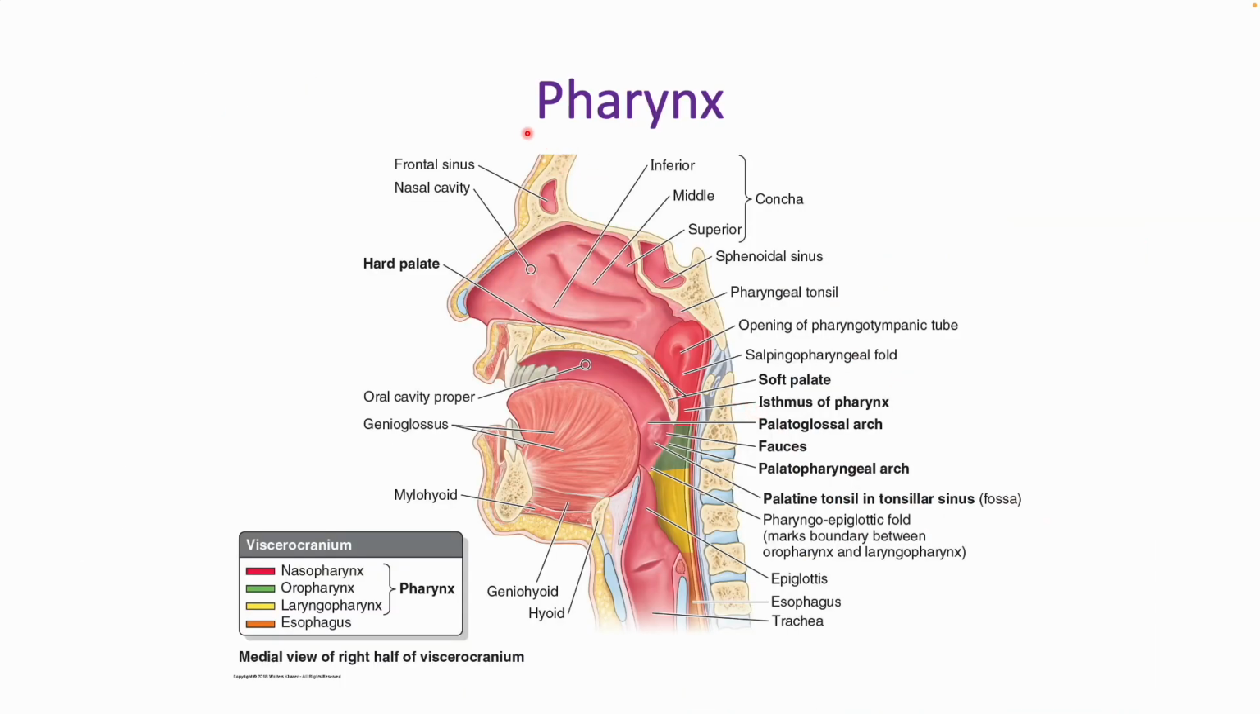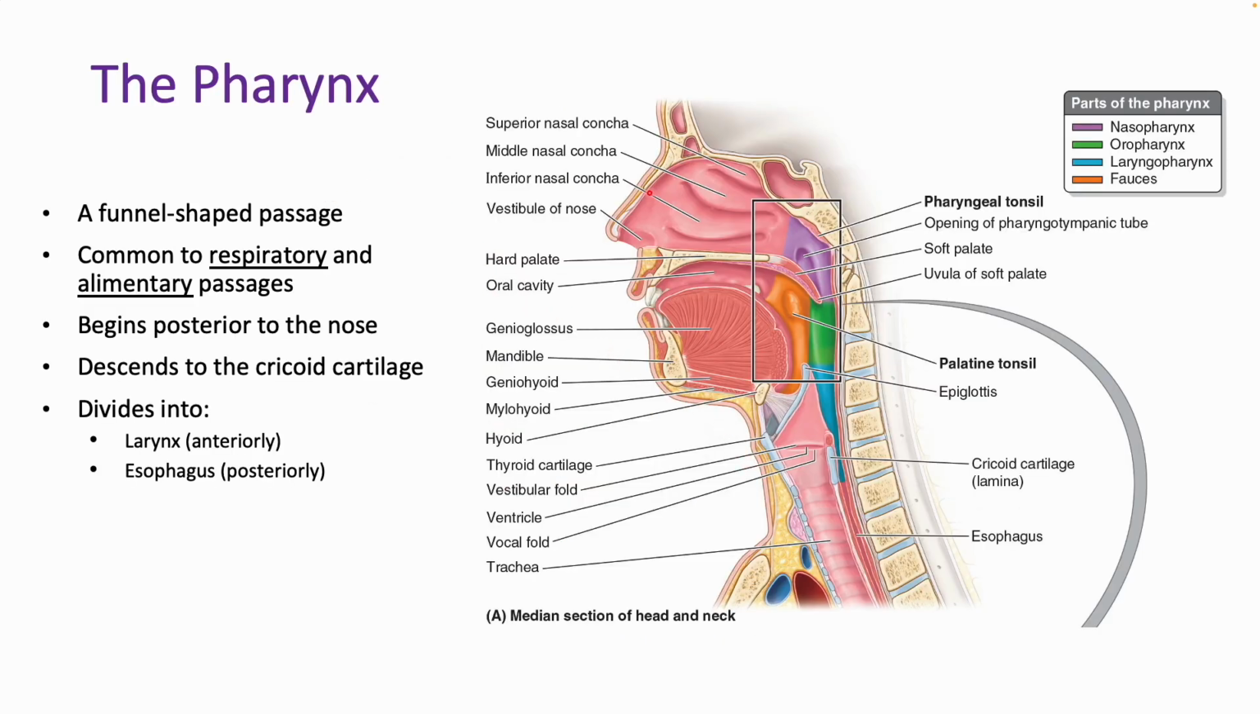And so first we'll look at the pharynx, and then we'll look at the larynx. So the pharynx is going to be this region at the back of your throat. And so it's a funnel-shaped passage, and it's common to the respiratory and alimentary passage, so breathing and eating. It's going to begin posterior to the nose, so up here, this is our nose, our nasal cavity, so back here, and it's going to descend all the way to the cricoid cartilage, which is going to be right here.